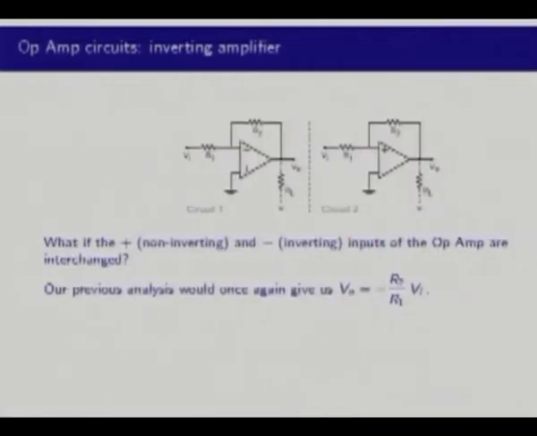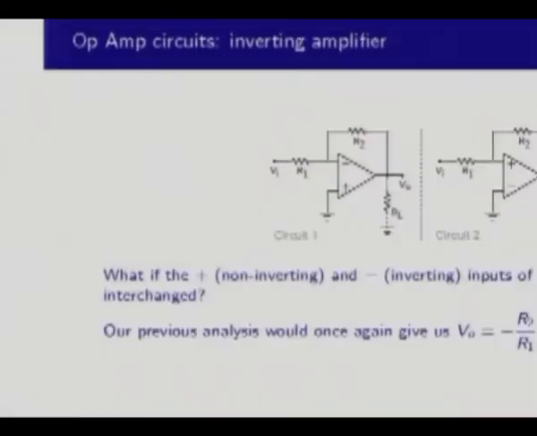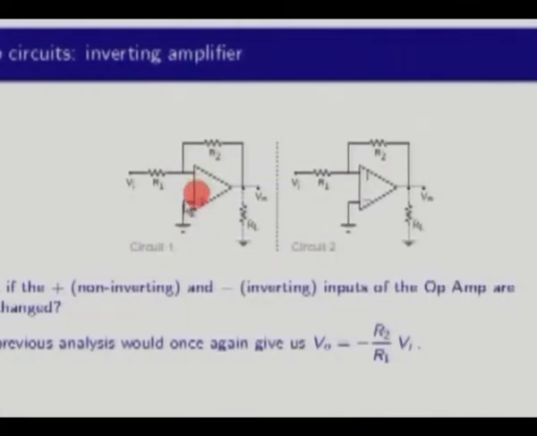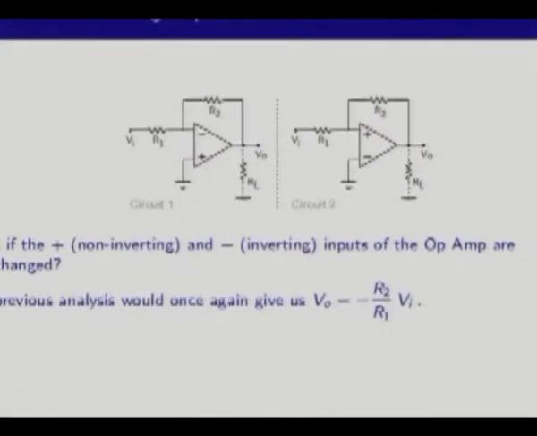Now if you look at our analysis, how did we analyze this circuit? We said that these two are virtually the same, so therefore this is 0 volts. Then we calculated this current. We said that this current also goes like this, and then we said that VO is 0 volts minus I times R2, and therefore we got minus R2 by R1. Now suppose this plus and minus were actually exchanged. You will get this circuit, and if I carry out the same analysis once again, I will again get the same expression. In reality, of course, we know that this will not happen.